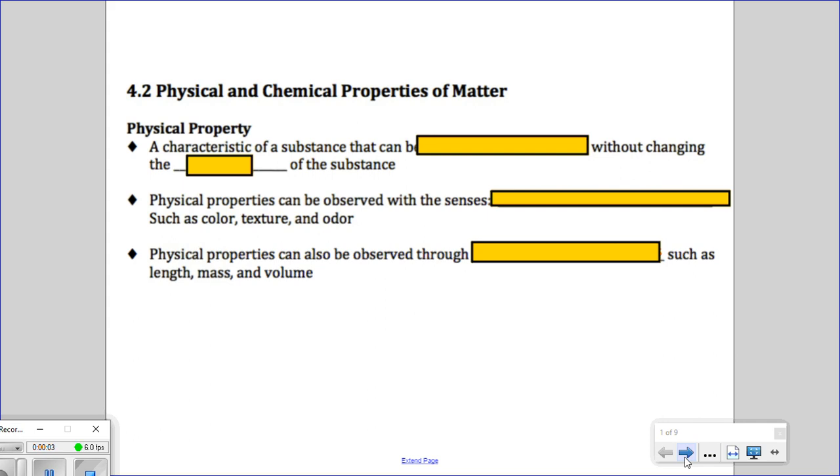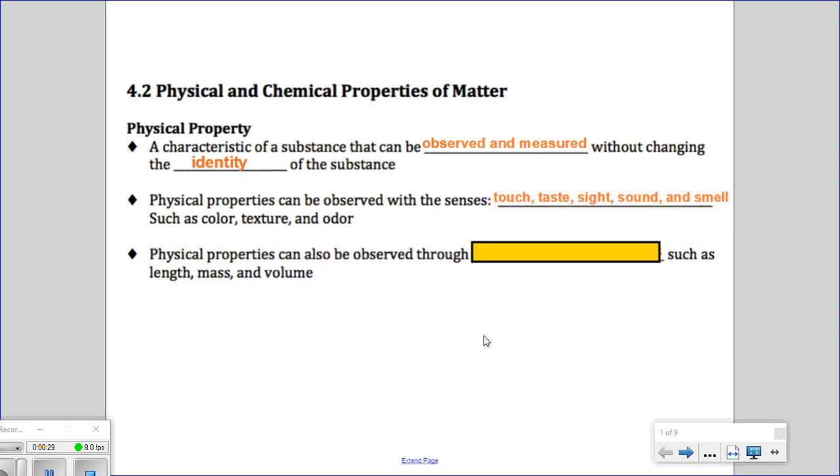In this video, we will go through physical and chemical properties of matter. We will start with physical properties. A physical property is basically a characteristic of a substance that can be observed and measured without changing the identity of the substance. So you can basically cut it up, make it into smaller bits, and it doesn't change what the substance is. Physical properties can be observed with the senses, such as touch, taste, sight, sound, and smell.